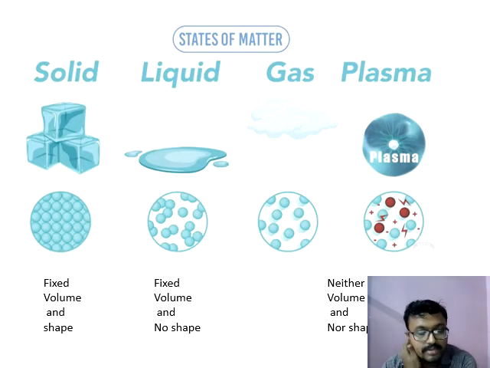So matter can have different types of state: solid state, liquid state, gaseous state and plasma state. In gaseous state and plasma state, matter has no particular shape, no particular volume. In liquid state, it has volume, but it does not have a specific shape. But in solid state, it has fixed volume and fixed shape. In this lecture, we'll discuss this solid state of matter.